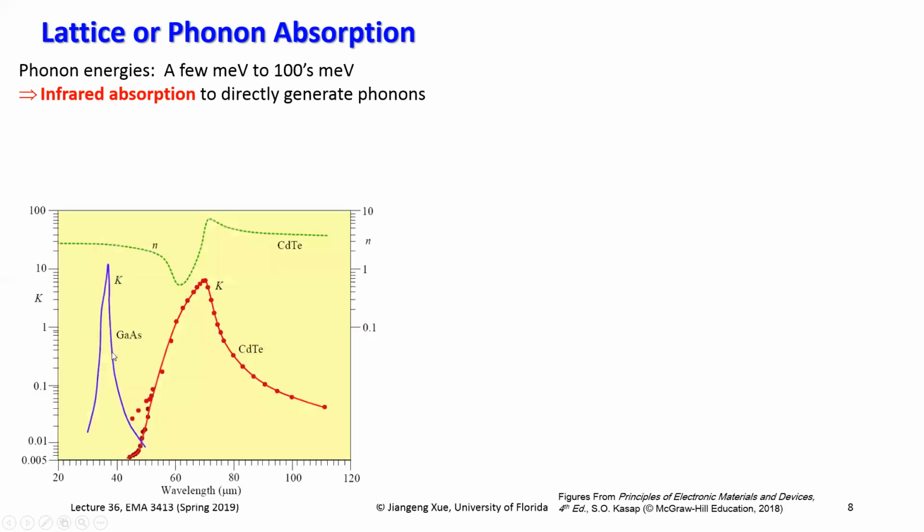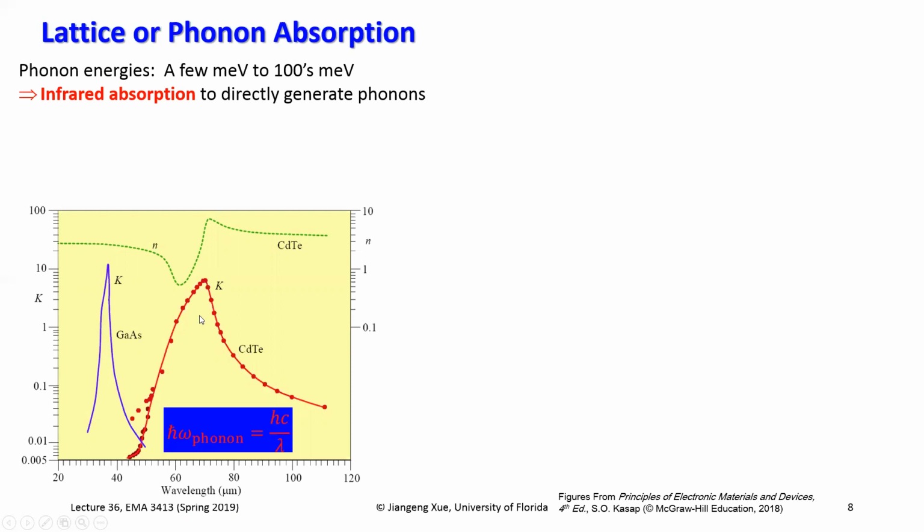So this shows you that for materials like gallium arsenide or cadmium telluride, you see these peaks happening in the infrared range, which is on the order of, in this case, 30 to 60, 70 micrometers. Remember, the extinction coefficient kappa is related to the imaginary part of the dielectric constant. That means these materials are absorbing light at these wavelengths.